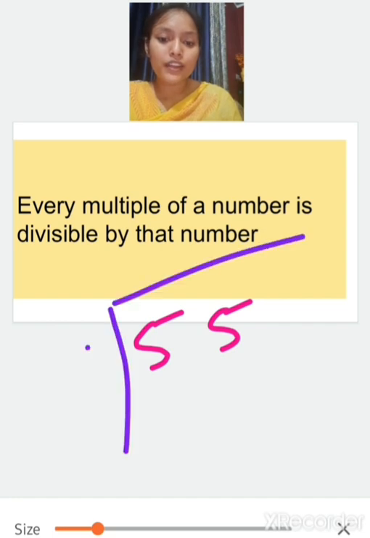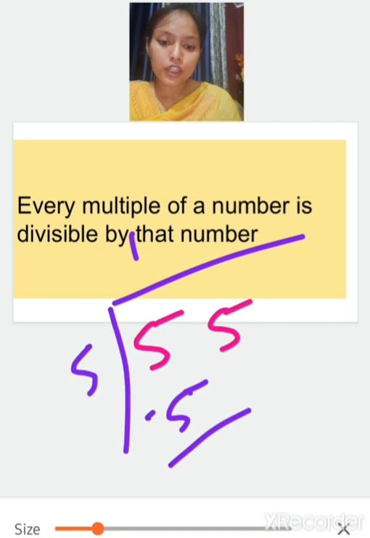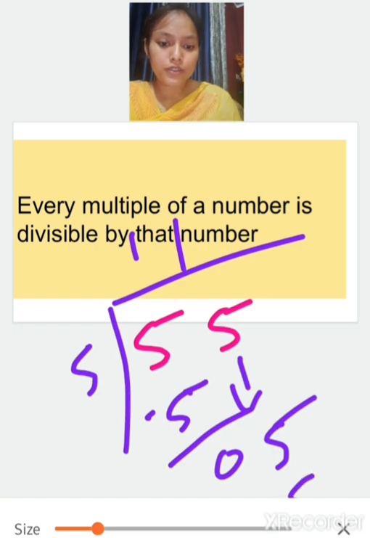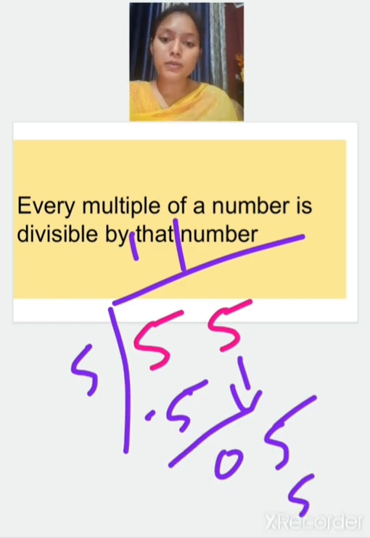So let's divide it. 5 ones is 5, then it will come 0, then come here, 5 ones are 5. So it is divisible by 5. Yes, it is completely divisible by 5. So we can say 55 is a multiple of 5. So a number that is a multiple of another will be completely divisible by that number.